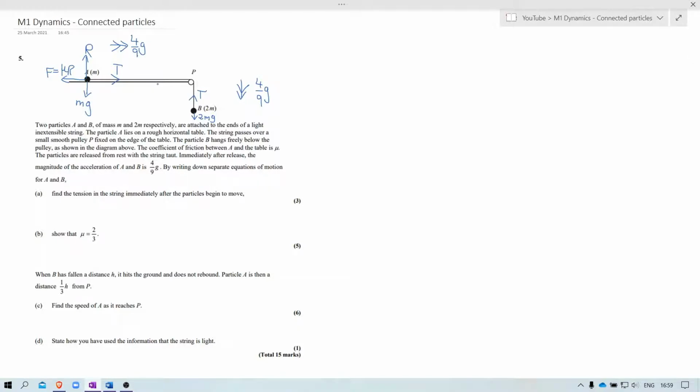Imagine you are particle B. What forces do you feel? And that's how I like to think about it. So now we've got a really good force diagram. We can put some of the numbers in for part A.